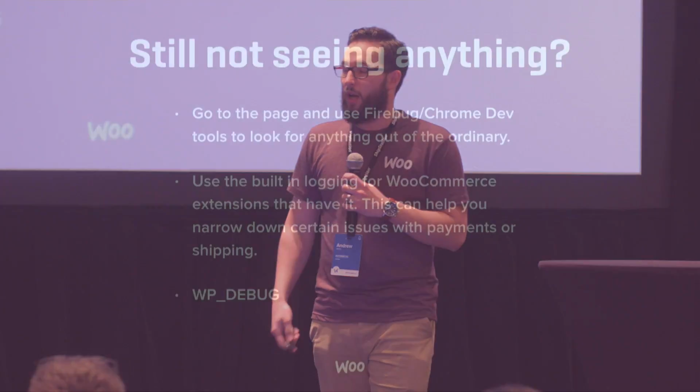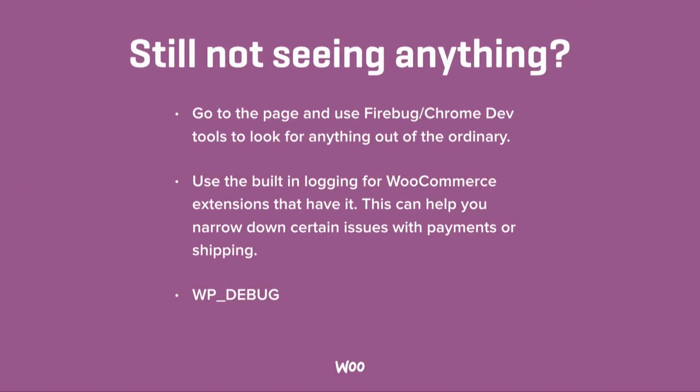So if you're still not seeing anything in the System Status Report, then my next instinct would be to go to the page that you're seeing the issue on. So let's say it's the cart, and the cart's not refreshing correctly. You can go there and you can use the inspect element to bring up the console in your browser of choice. All of them have it. And you can check the JavaScript for errors, stuff like that.